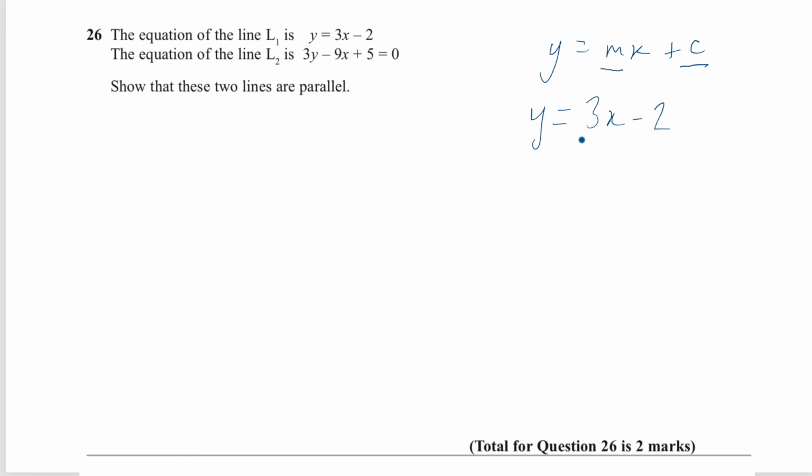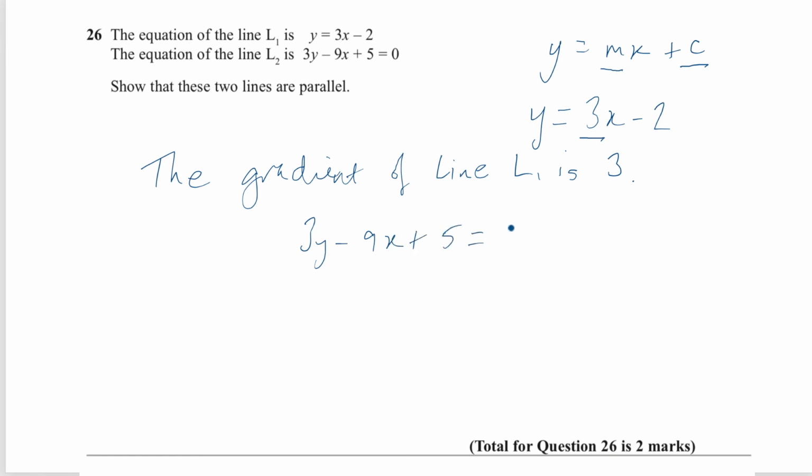So the gradient of this line is 3. So we can write the gradient of line L1 is 3. But now let's look at line L2. We've got 3y minus 9x plus 5 equals 0. And it doesn't look like that at all. But if we can make it look like that, we can find the gradient of this line. So the first thing I'm going to suggest is that we add 9x to both sides. So add 9x to the left-hand side and add 9x to the right-hand side. So on the left, we're going to have 3y plus 5 equals 9x. We've added 9x to both sides.